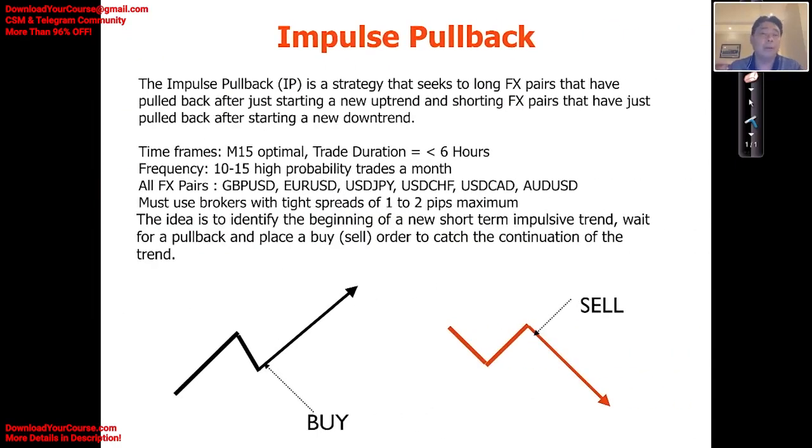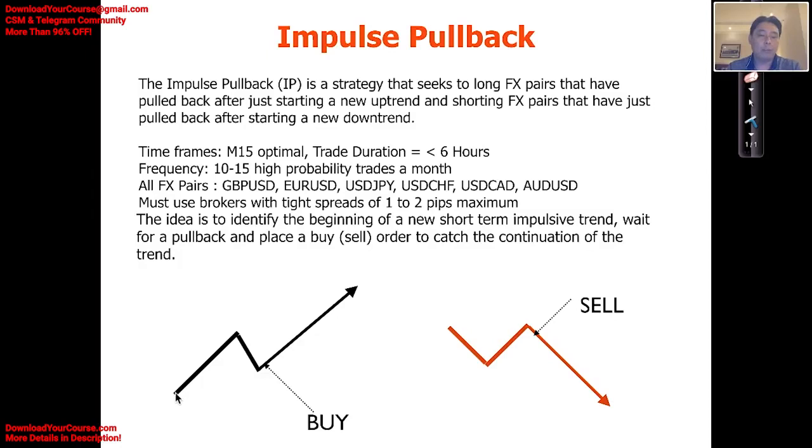First, an introduction about the impulse pullback strategy. This is one of the core strategies that I trade personally. It's one of my bread and butter strategies. This is a strategy that seeks to go long on FX pairs that have pulled back after just starting a new uptrend, and we go short on FX pairs that have just pulled back after starting a new downtrend. So in other words, if we want to go long, we are looking for a new uptrend signal, a short-term uptrend signal, which I'll show you how to detect in a while.